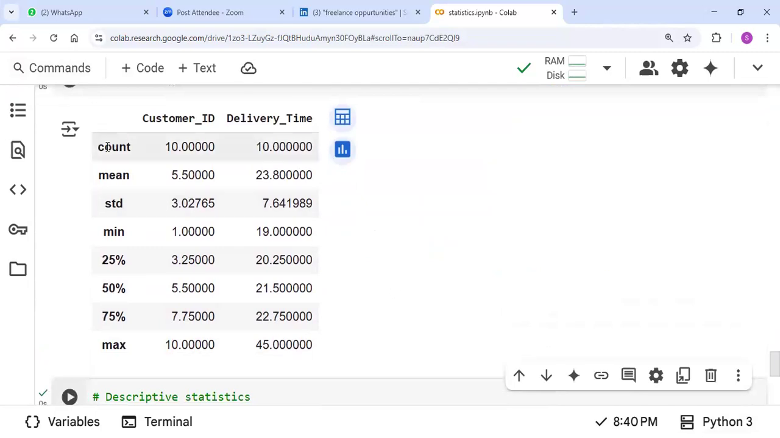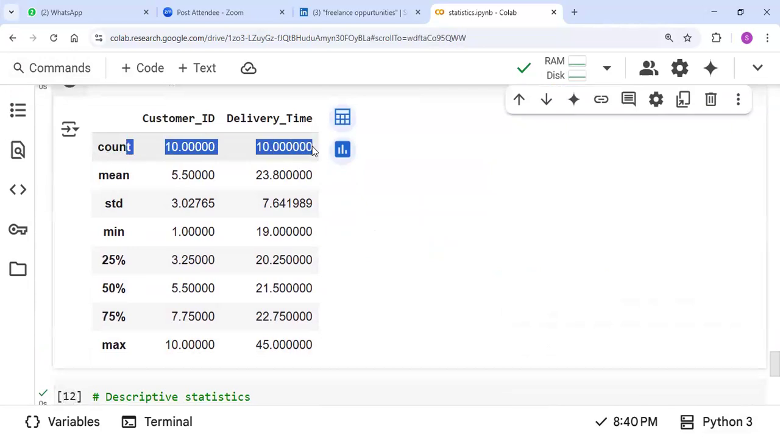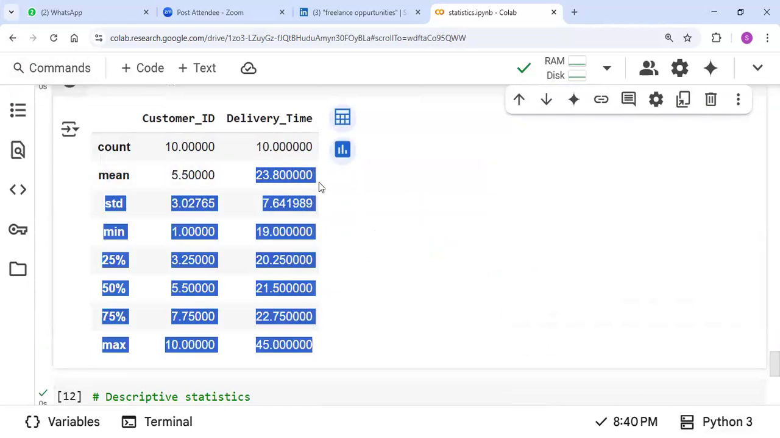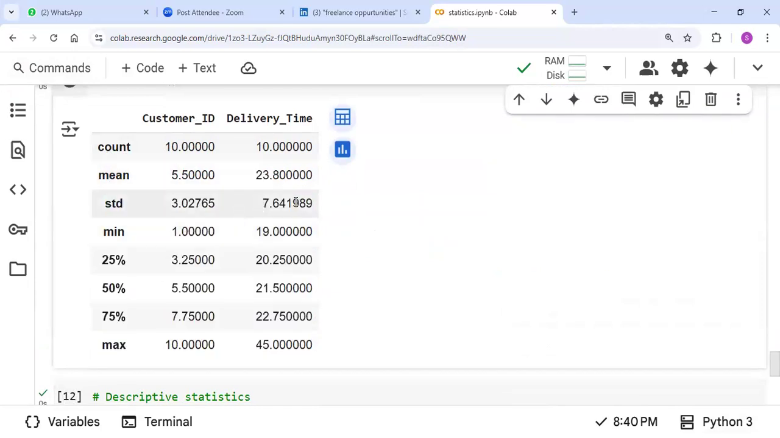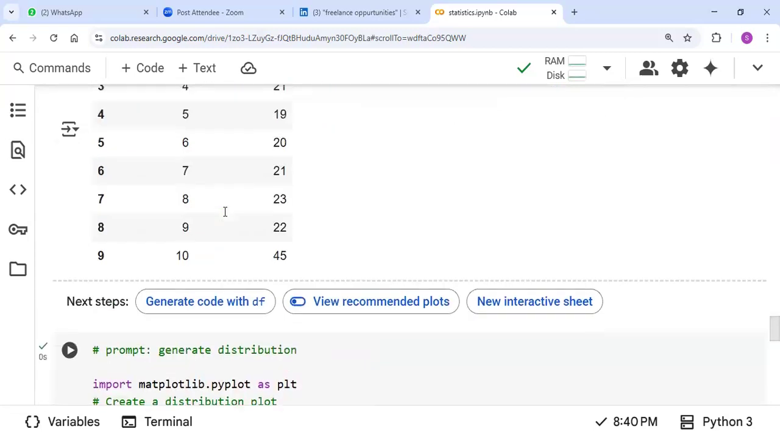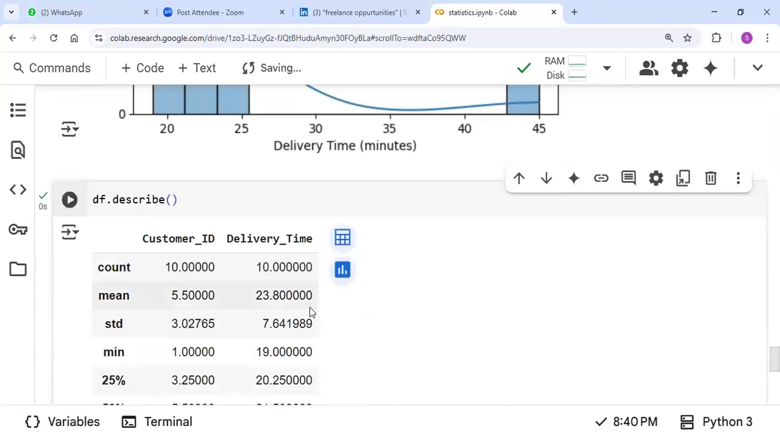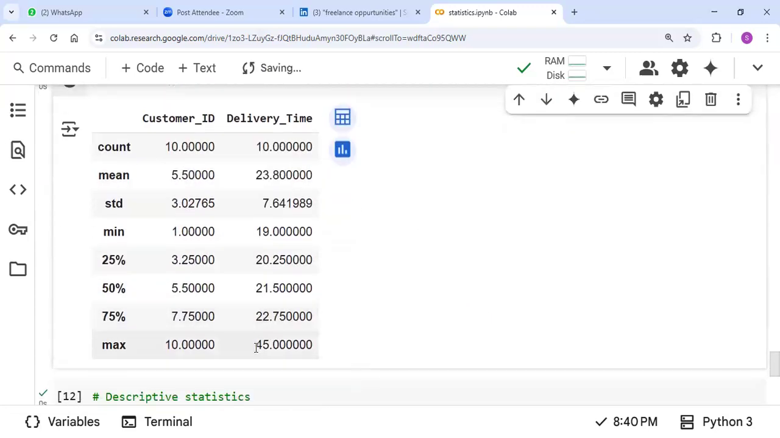It is going to give you the total number of records, the count, and the mean, the average of the delivery time. For customer ID, we don't require such analysis. You see the delivery time, and the standard deviation. The minimum value of this data starts from 19, and the maximum value is going to be 45.